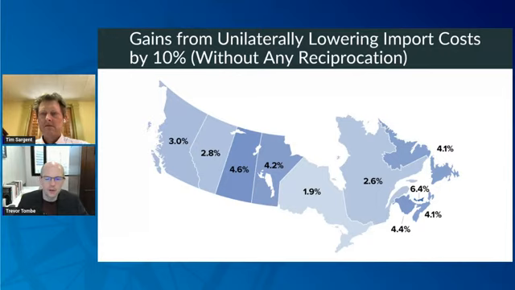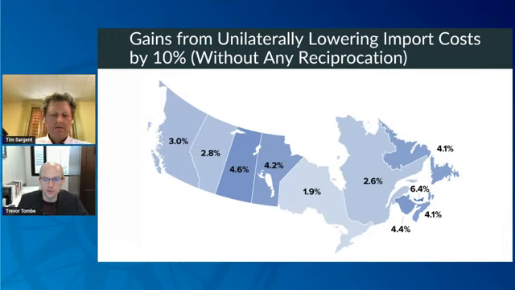But here we see if Ontario, say, unilaterally moves, no province reciprocates, but Ontario just makes it easier to import, each 10% reduction in costs would boost Ontario's GDP by about 2%. Or, you scale this linearly. If Ontario lowers import costs by about 1%, then Ontario's economy would grow by 0.2.